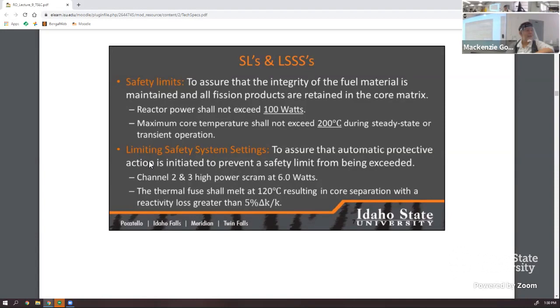To assure that automatic protective action is initiated to prevent a safety limit from being exceeded, our limiting safety system settings are going to be far below our safety limits so that we never reach them, right? Our limiting safety system setting to protect the safety limit on power is at 6 watts. So when our reactor reaches 6 watts, we're going to scram so that we never reach 100 watts. Does that make sense? The thermal fuse will melt at 120 degrees Celsius so that we never exceed the safety limit of 200 degrees Celsius.